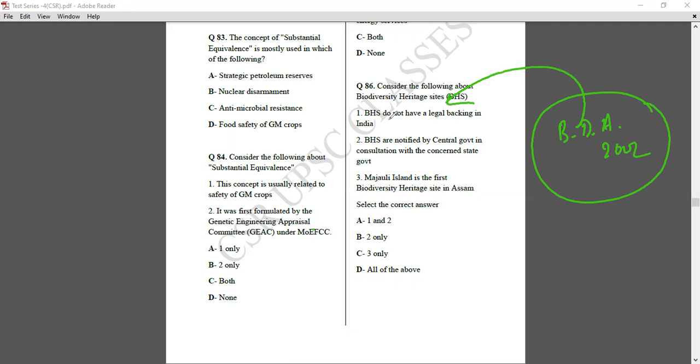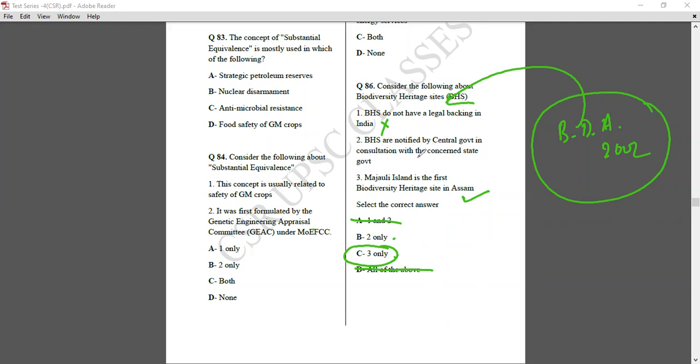So the first statement is wrong. Okay. So either we have to go with 2 or 3. Now, Majuli Island is the first biodiversity heritage site in Assam. Yes, this is correct. This is a very important fact and a very common fact. So the answer is 3.